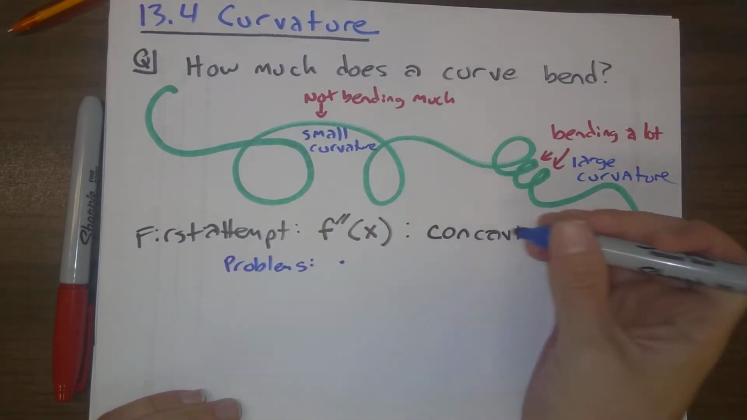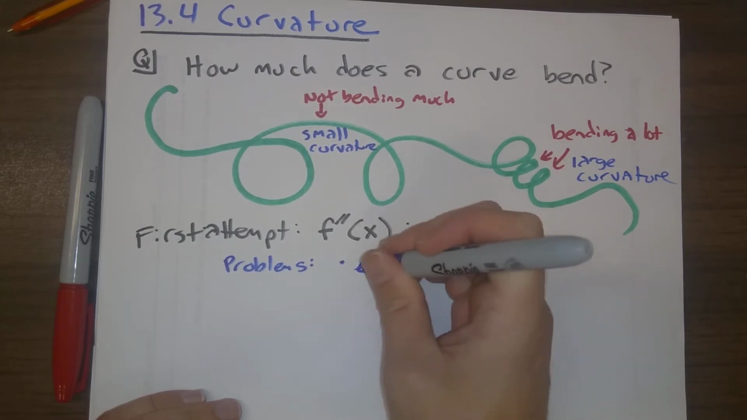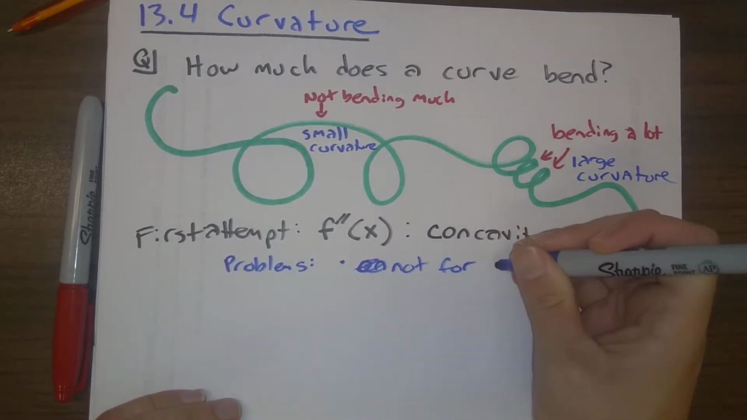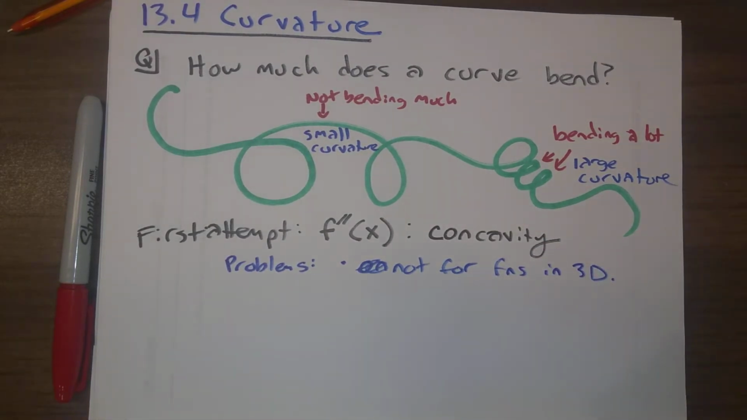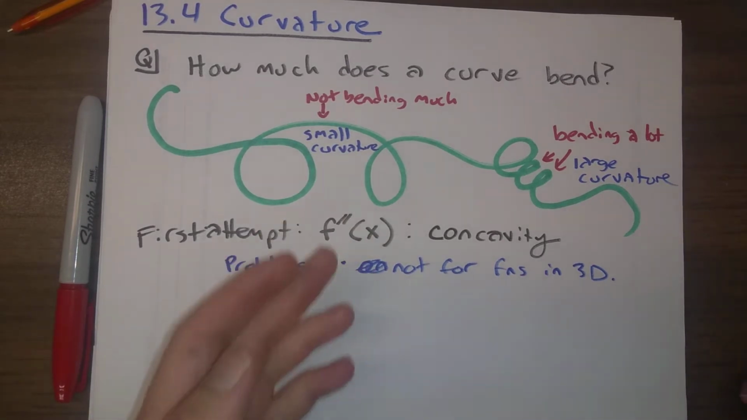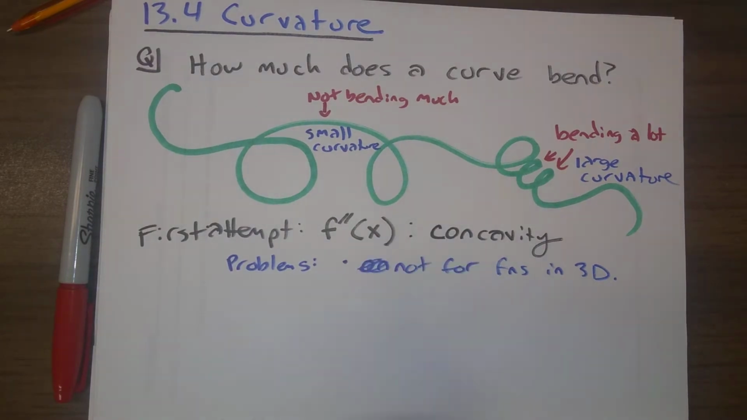Problem number one is that it's not for functions in 3D. If we're talking about a vector valued function, where the vector output has three components, we can't really talk about f double prime of x. If we have y is equal to f of x, we could think about this, but it doesn't carry over to 3 dimensions.